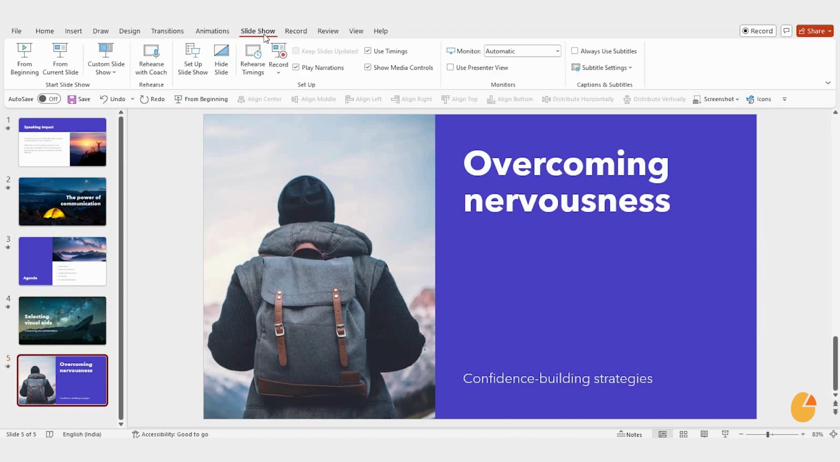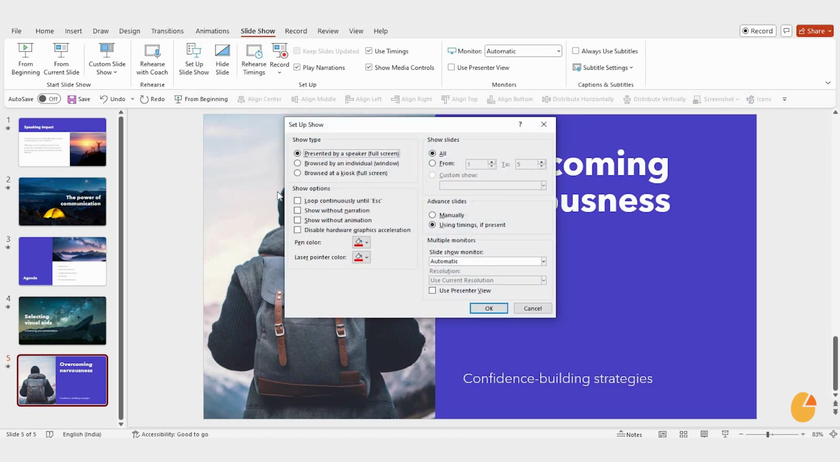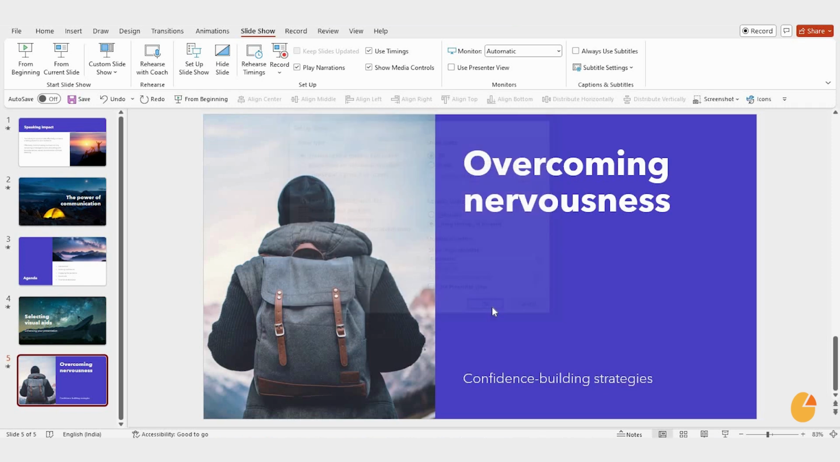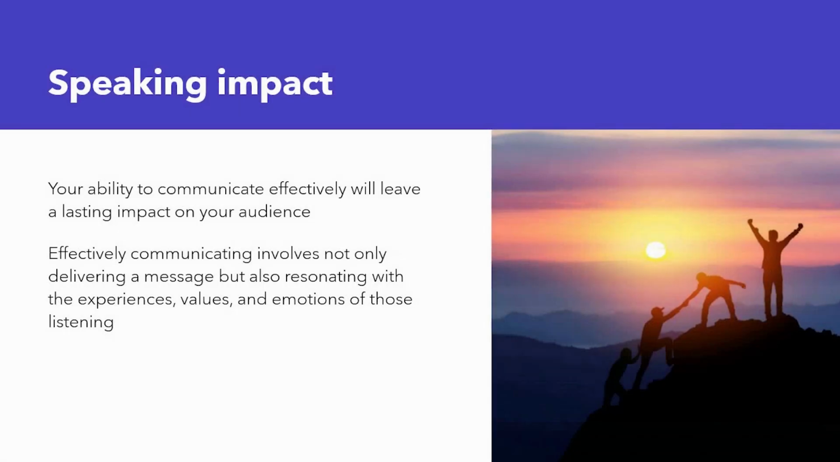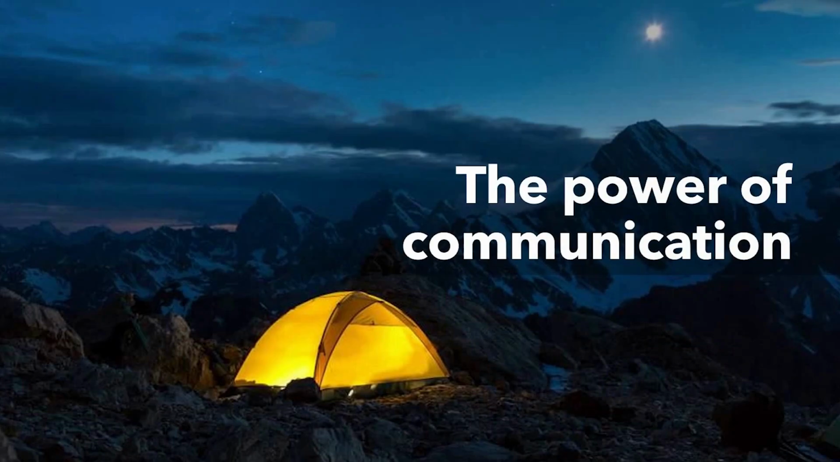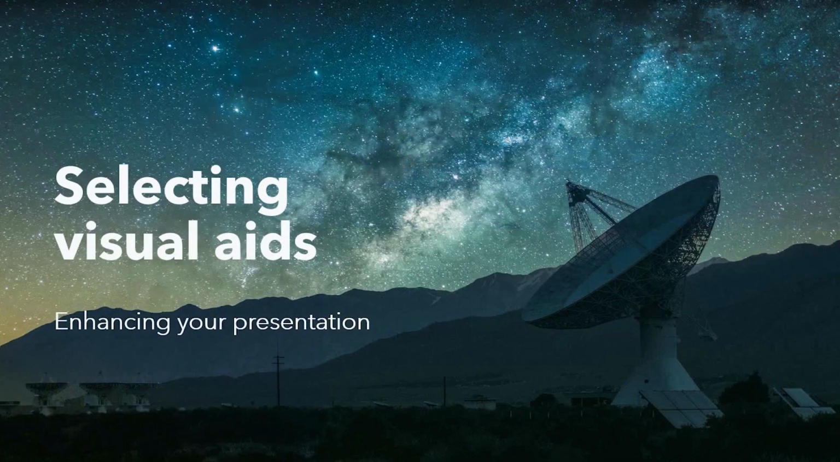Head back to the Slide Show tab and this time, click Set up Slideshow. A panel will pop up. In that panel, find the option that says Loop Continuously until Escape, and click it. Then hit OK. Alright, now let's run the slideshow again. As you can see, the slides keep looping continuously without stopping.